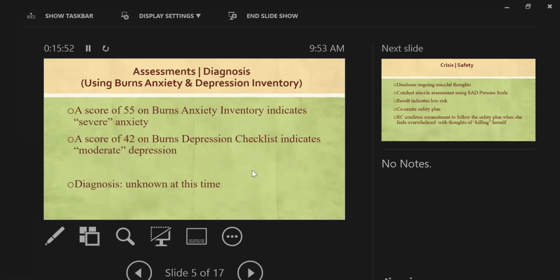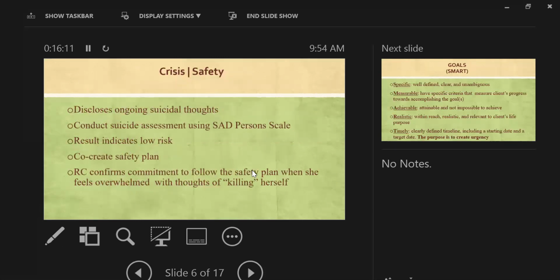So just a bit short. In your notes, just write the results of the assessment, and if there's any known diagnosis, confirmed diagnosis, then put it there in your notes. Crisis safety: discloses ongoing suicidal thoughts. Conduct suicide assessment using SAD PERSONS scale. Results indicate low risk. Co-create safety plan. Client confirmed commitment to follow the safety plan when she feels overwhelmed with thoughts of killing herself. That's it.